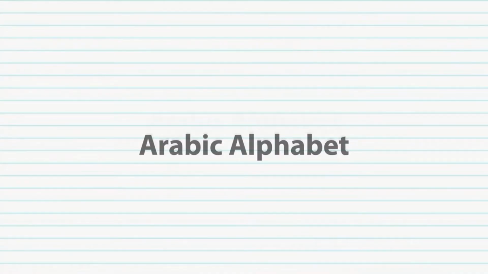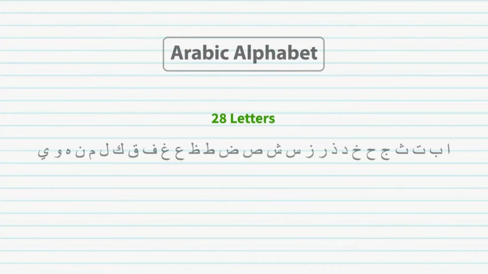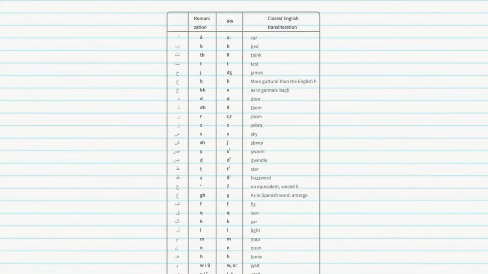Introduction into many common aspects of the Arabic language. The standard Arabic alphabet has 28 letters. All Arabic-based scripts start from right to left. Many letters of the Arabic alphabet have an English equivalent sound, but there are also a few letters that don't have an equivalent sound in English.